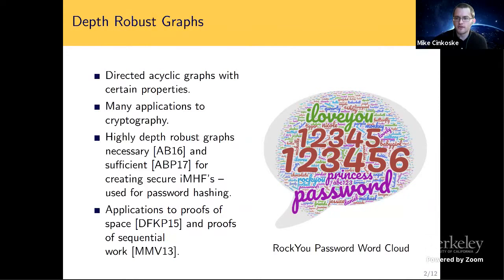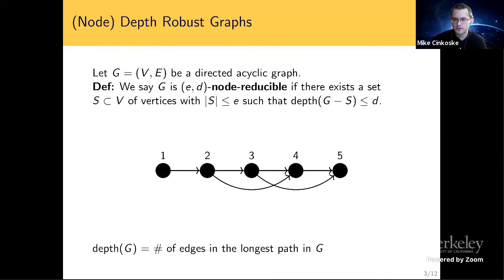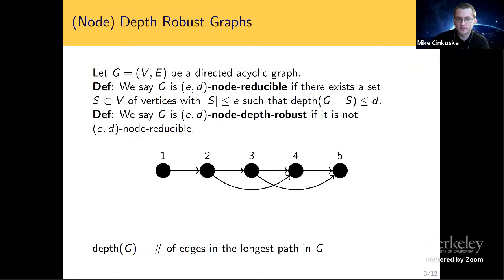Now I'll go into the formal definitions. First I'll introduce the negated definition because it's a bit easier to illustrate. We say that a DAG G is (e,d)-node reducible if there's some set of vertices of size at most e, such that when you remove that set from the graph, the depth of the graph is at most d. Here, depth is defined to be the number of edges in the longest path. Then we say that G is (e,d)-node depth robust if it's not (e,d)-node reducible.